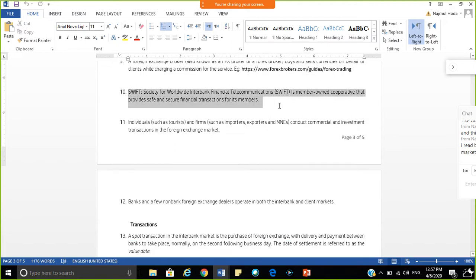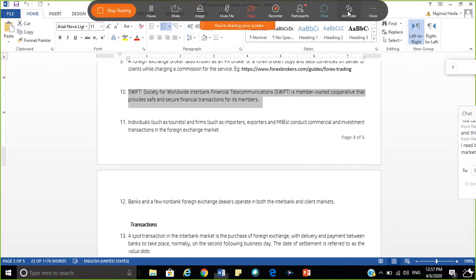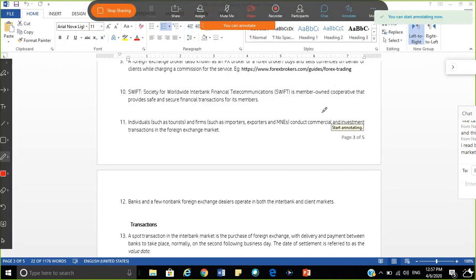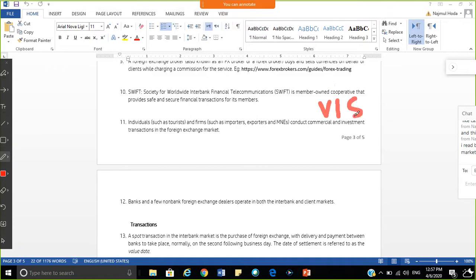Now let's come to this important body called SWIFT. There are companies like Visa or Master. There is a body called SWIFT, which is the Society for Worldwide Interbank Financial Telecommunications. SWIFT.